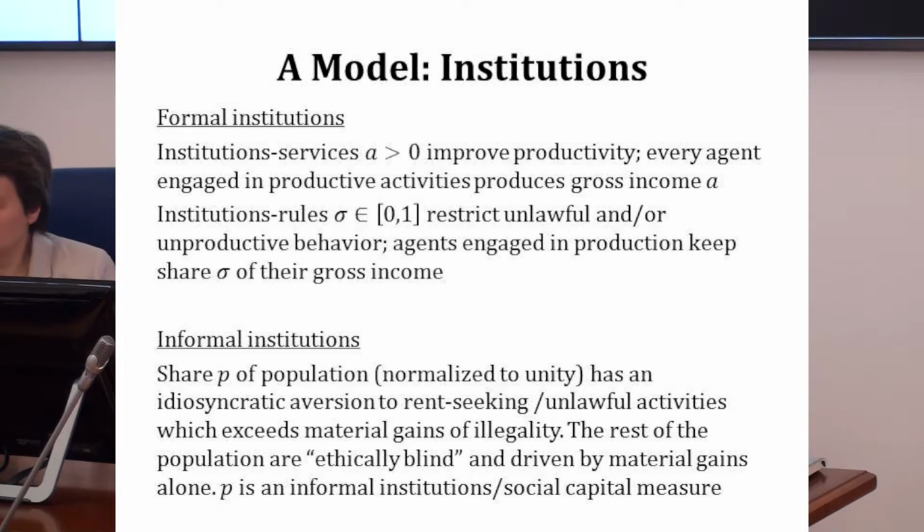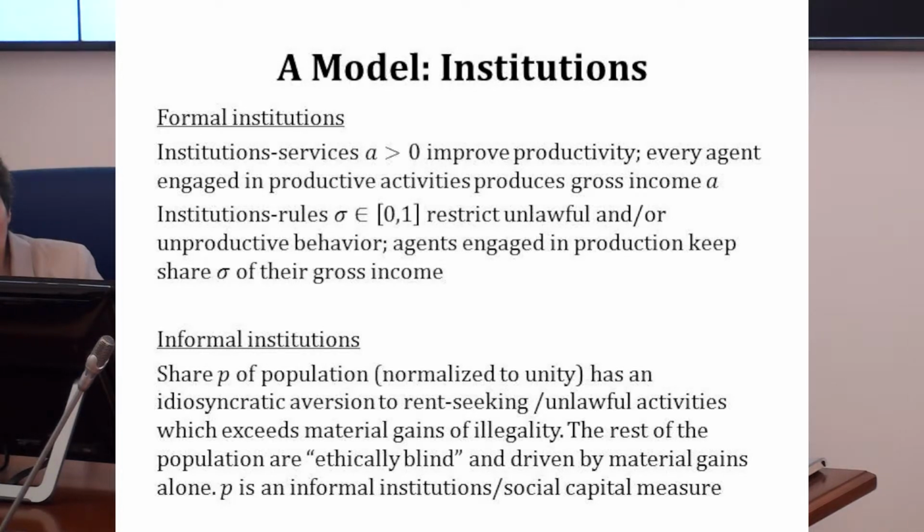Let me very briefly present you a simple model that makes such an intuition more precise. We distinguish between two types of institutions. One is institution services, and those institutions improve productivity. And if someone is engaged in productive activity, an improvement of this institutional quality will produce higher returns to such a person. There are also institutions rules.